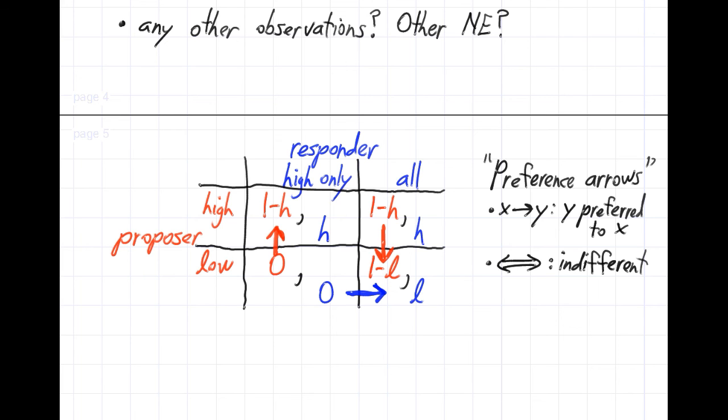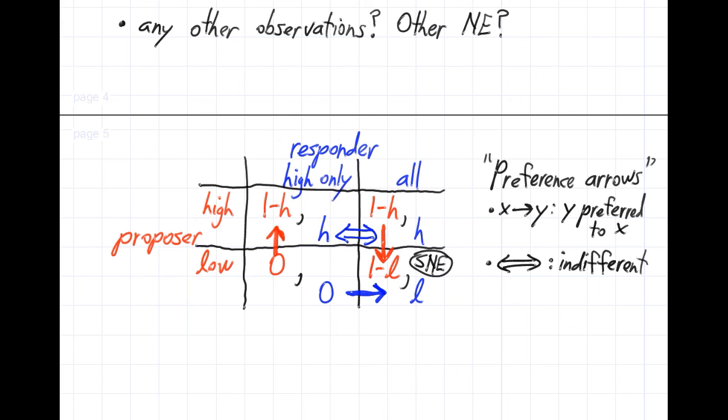On the other hand, if the proposer makes a high offer, then the responder will get H in either case, regardless of what they choose to do. So they're indifferent to their choices. Okay. So with these preference arrows, you can kind of visualize the Nash equilibrium. They're kind of the attractors of these arrows. So the bottom right corner, both the arrows point into this box. So this is something we call a strict Nash equilibrium.